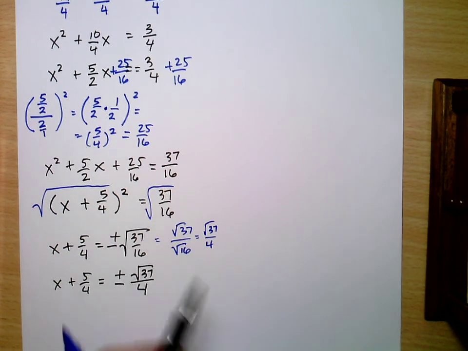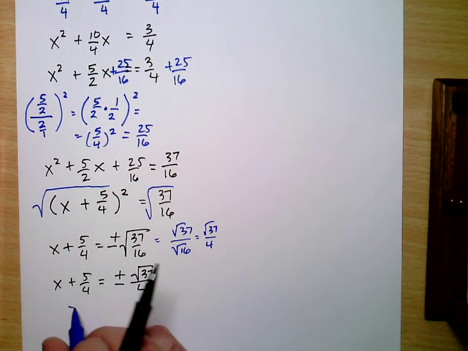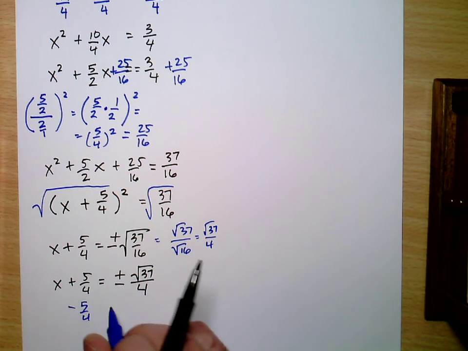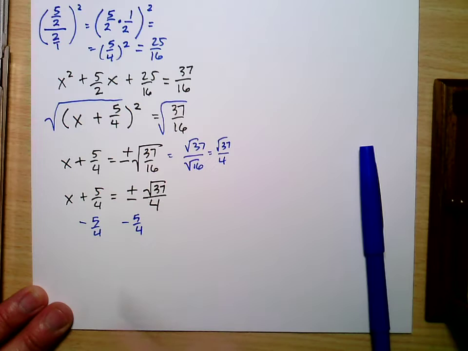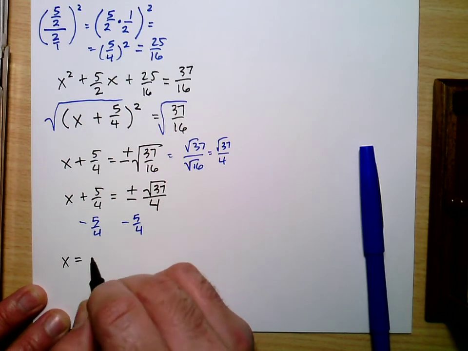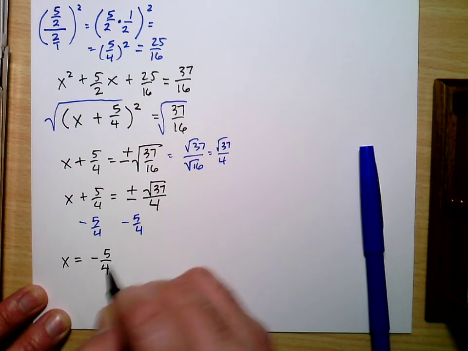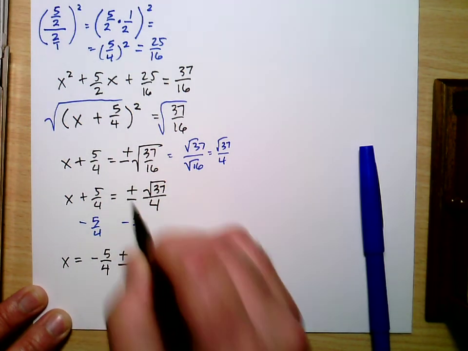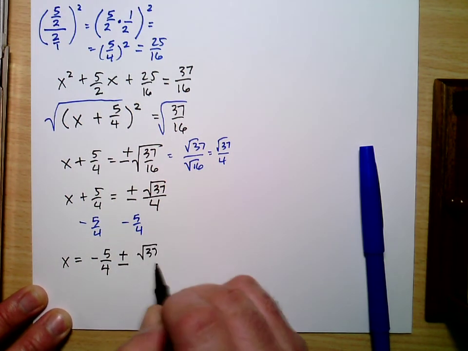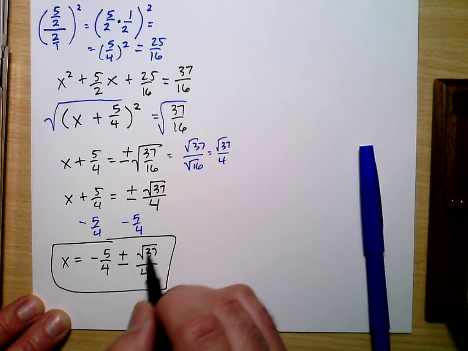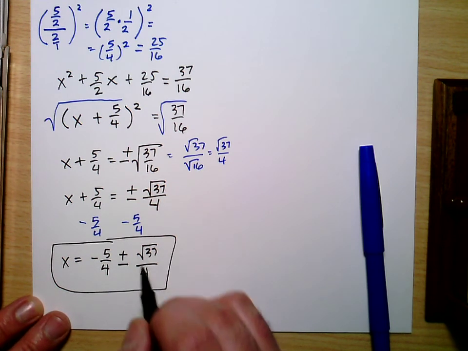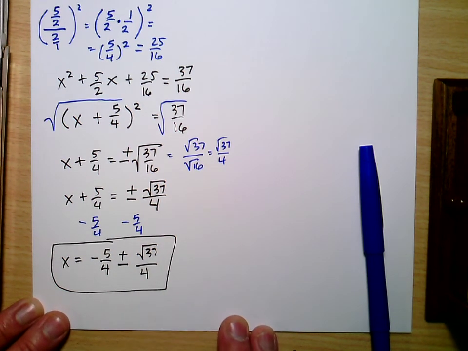And then we're going to subtract. I'm not going to do this separately now, we're just going to do this in one fell swoop. Subtract 5 fourths from both sides. And what that's going to give us is x equals, I'm just going to put it in front of our radical term, and we'll do the plus minus square root of 37 over 4. And that's it. We can't combine these because of the radical, so we're just going to leave it just like that.